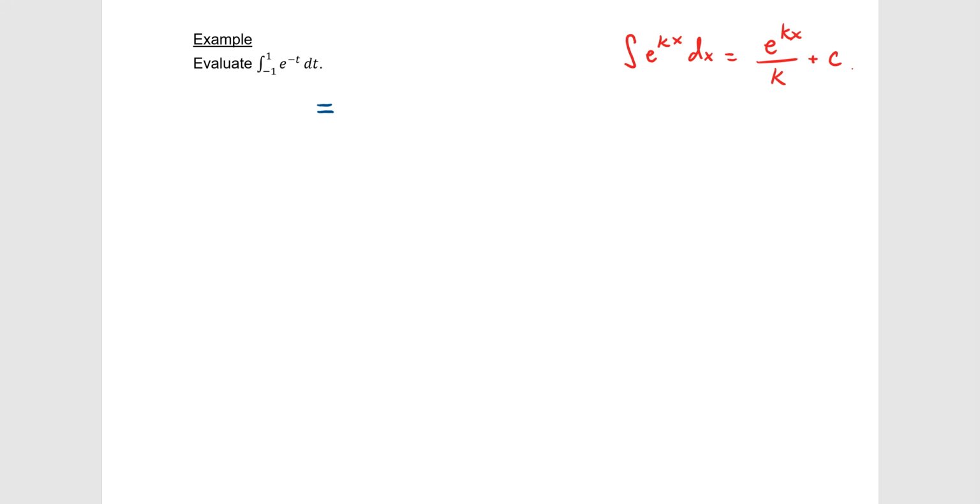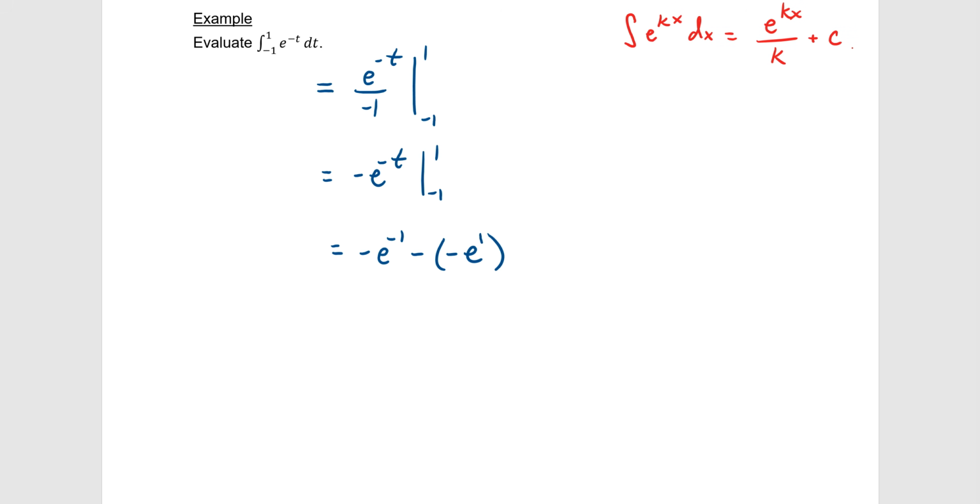Okay, so this is going to be e to the negative t over -1, because our k value here is -1. We're evaluating this from -1 to 1. And I'm just going to rewrite this as negative e to the negative t from -1 to 1. And now we plug in the upper bound, so negative e to the -1, minus plug in the lower bound. So plugging in the lower bound, -1 is +1. And let's clean this up a little bit. That's going to be negative e to the -1 plus e.